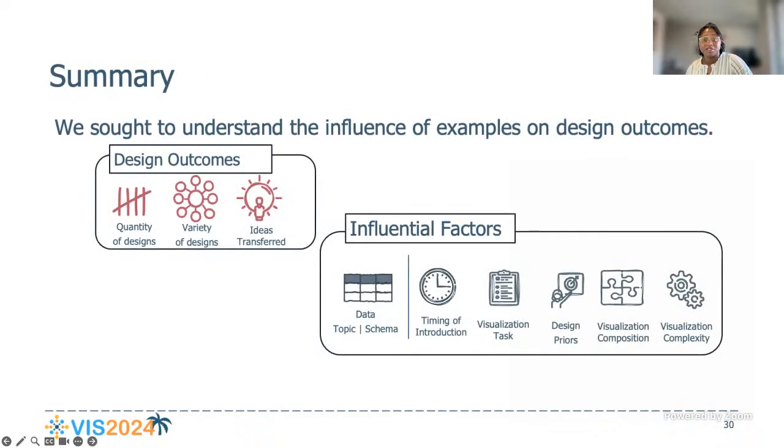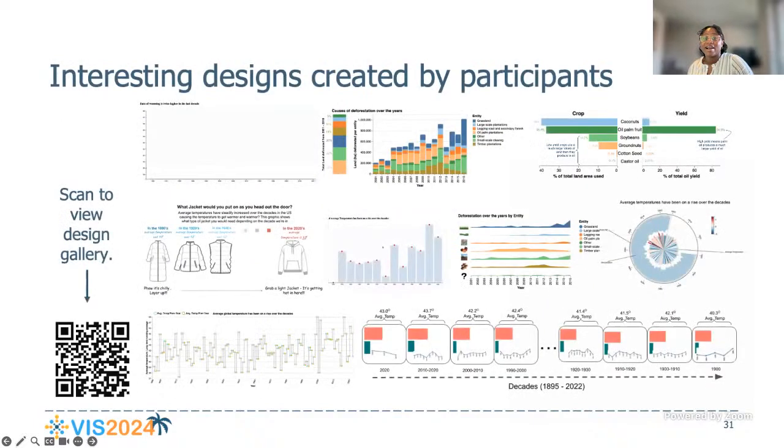So in summary, we sought to understand the influence of examples on data visualization design outcomes. We identified 6 core factors that modulate an example's influence on design outcomes and designers' decisions to use examples. Here I have a sample of some of the interesting designs that participants selected and we implemented. You can scan the QR code to see the gallery of all the implemented designs on our OSF repository.